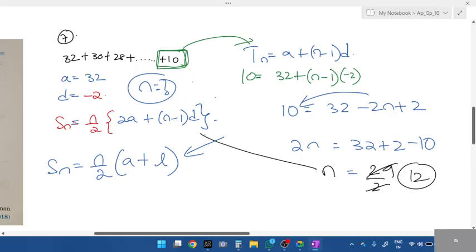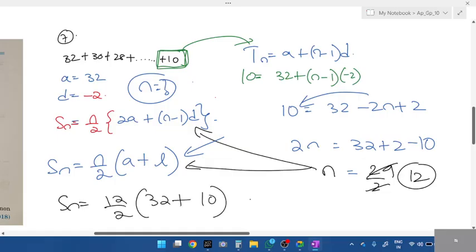Yeah, don't use the first formula. It is lengthy. You can use both, okay, but use the second formula. S of n is equal to 12 divided by 2, A value is 32 plus last value is 10. Solve this, you'll get the sum.